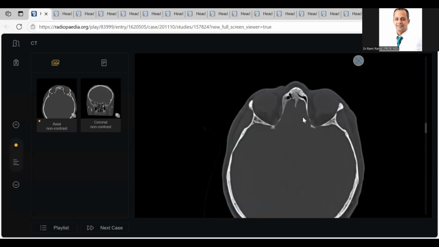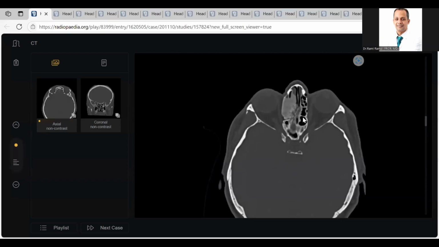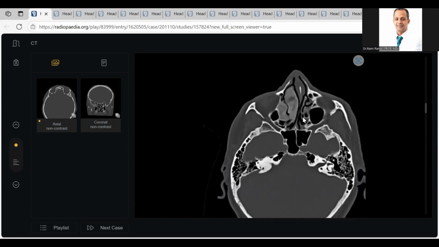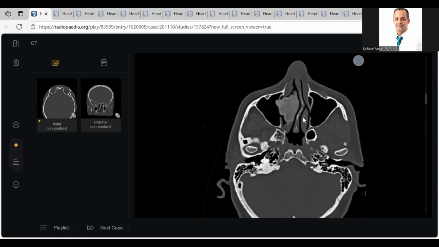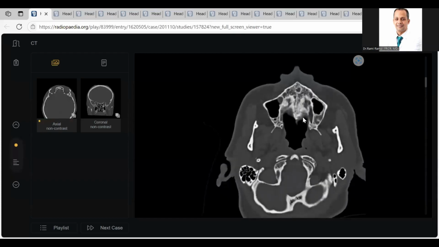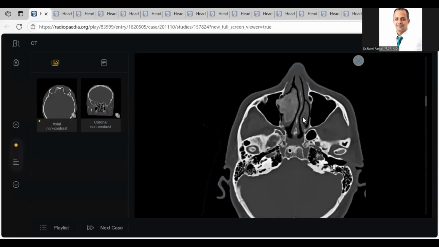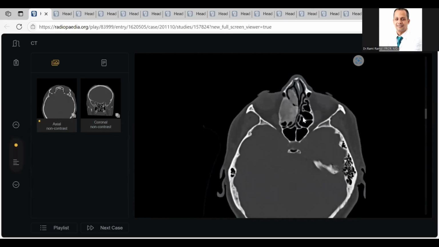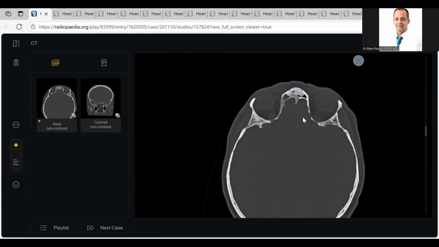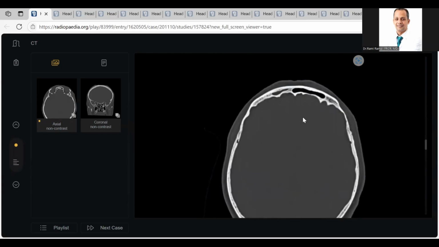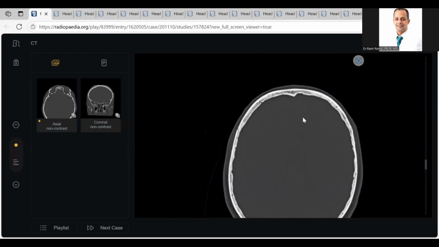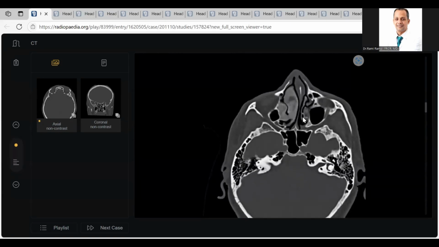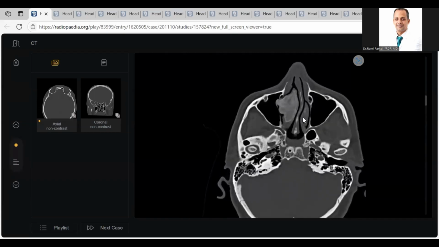I could appreciate that the frontal sinuses are well aerated. And now I'm looking at the maxillary sinuses. I could appreciate the maxillary sinus is also clear, but in the ethmoid sinuses, I could appreciate an ill-defined mass originating from the right inferior nasal turbinate, extending into the right ethmoid sinuses.